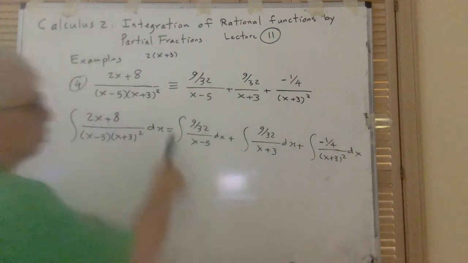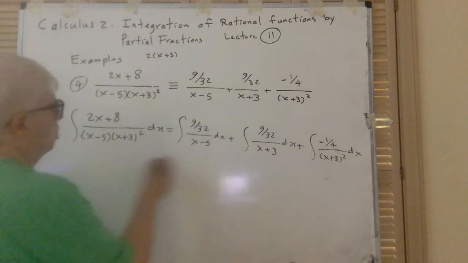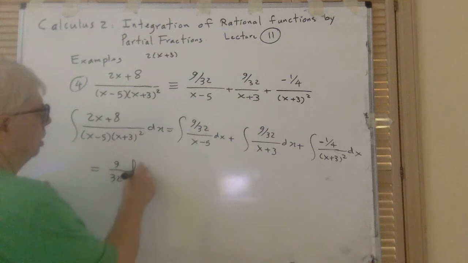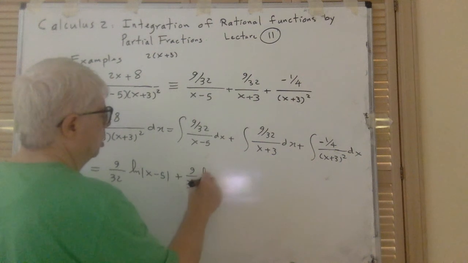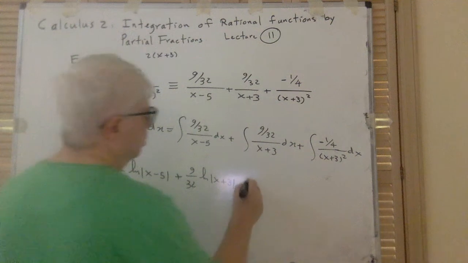But the point is not finding them, because you can just use any computer algebra system like Mathematica or online Wolfram Alpha and find them. The thing is the integral. So the first one will be 9/32 ln of x minus 5. The second one is again something like this, ln of x plus 3. What is the third one?